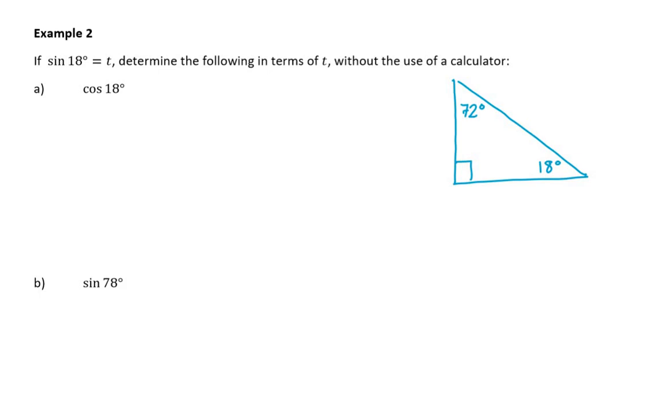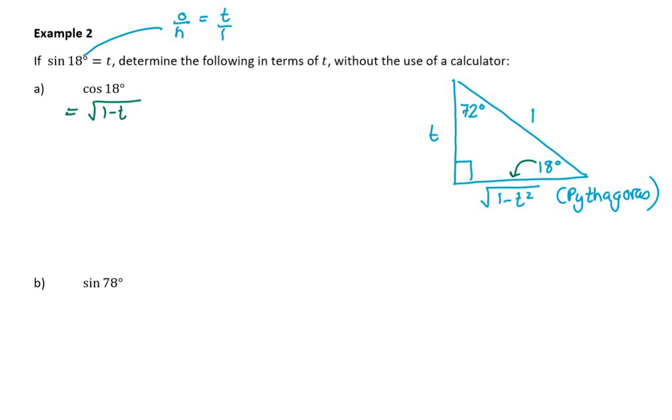Now it says sine. Now sine by definition is opposite over hypotenuse, and this will be t over 1. So this is t, this is 1, and then we start to get so good at this that we just write 1 minus t squared, Pythagoras, because we've done it so many times before. So on to the question. This first question said cos of 18. Now it's actually really easy, because cos is adjacent over hypotenuse. So adjacent is root 1 minus t squared. I'm not going to bother writing divide by 1.